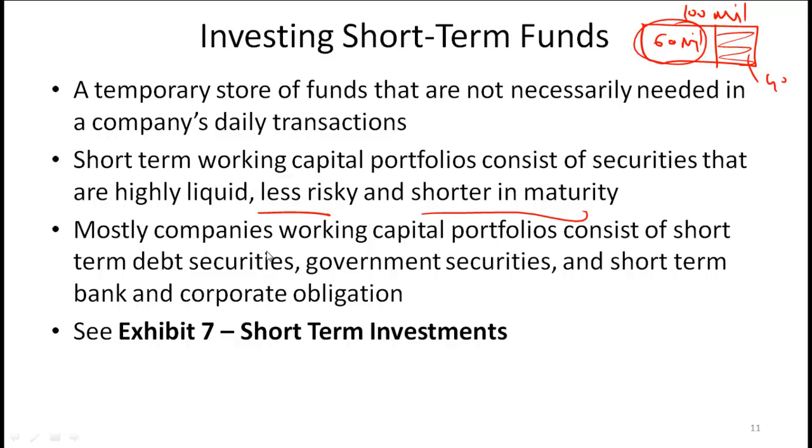Most companies' working capital portfolios consist of short-term debt securities, government securities, short-term bank borrowing, and corporate obligations. So in Pakistan at least, mostly this money would be put in government T-bills. I would encourage you to understand the US perspective. Just take a quick look at Exhibit 7 in the curriculum. That gives a long list of possible short-term investments that companies in the West might use.